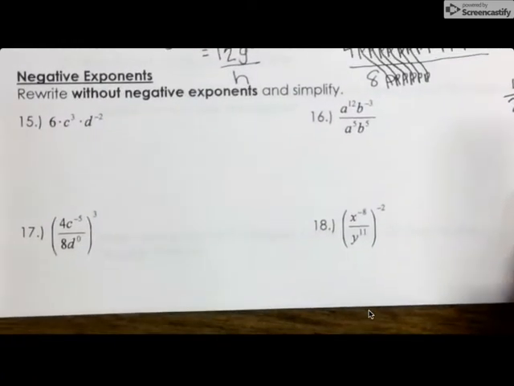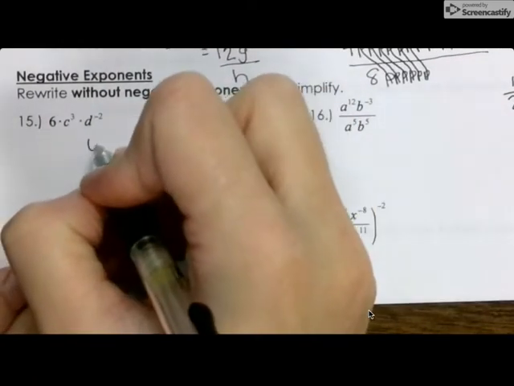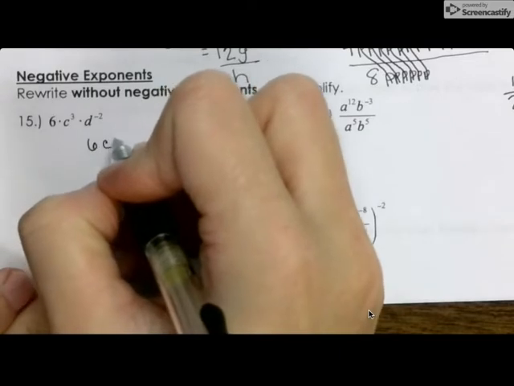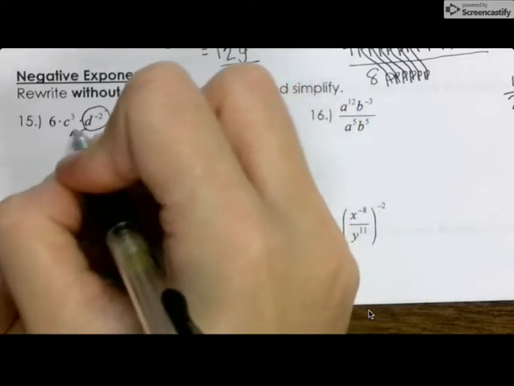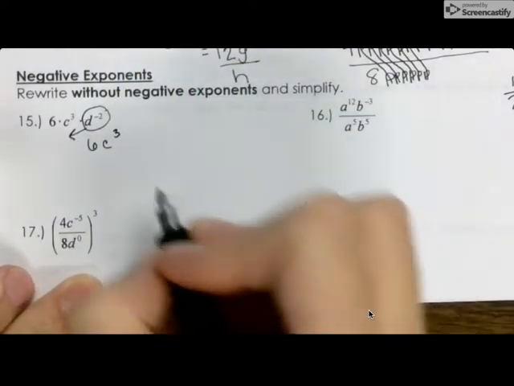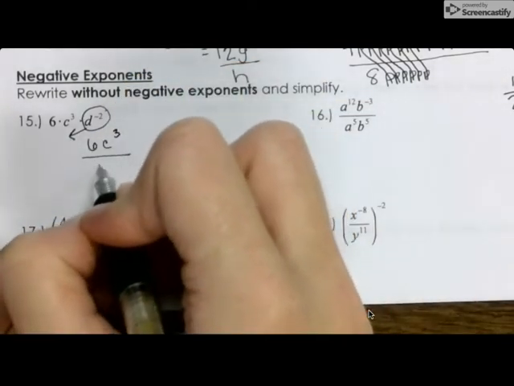Okay, for the last ones, those negatives. I have 6. I have C to the 3rd. And then with the negative exponent, it has to move to the denominator. It's got to move to the reciprocal.